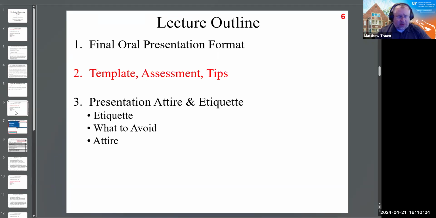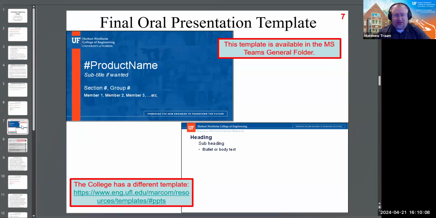Okay, so let's talk about templates, how you get assessed, and tips for success.